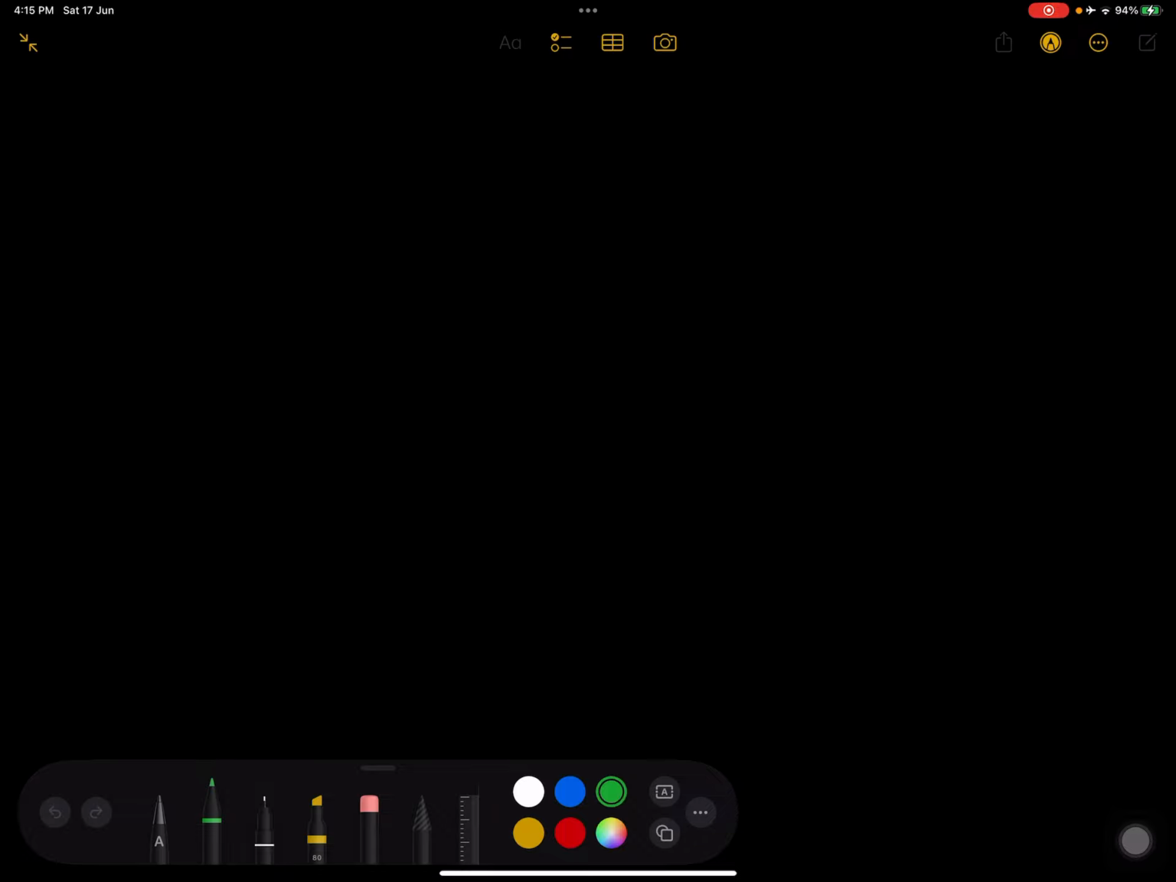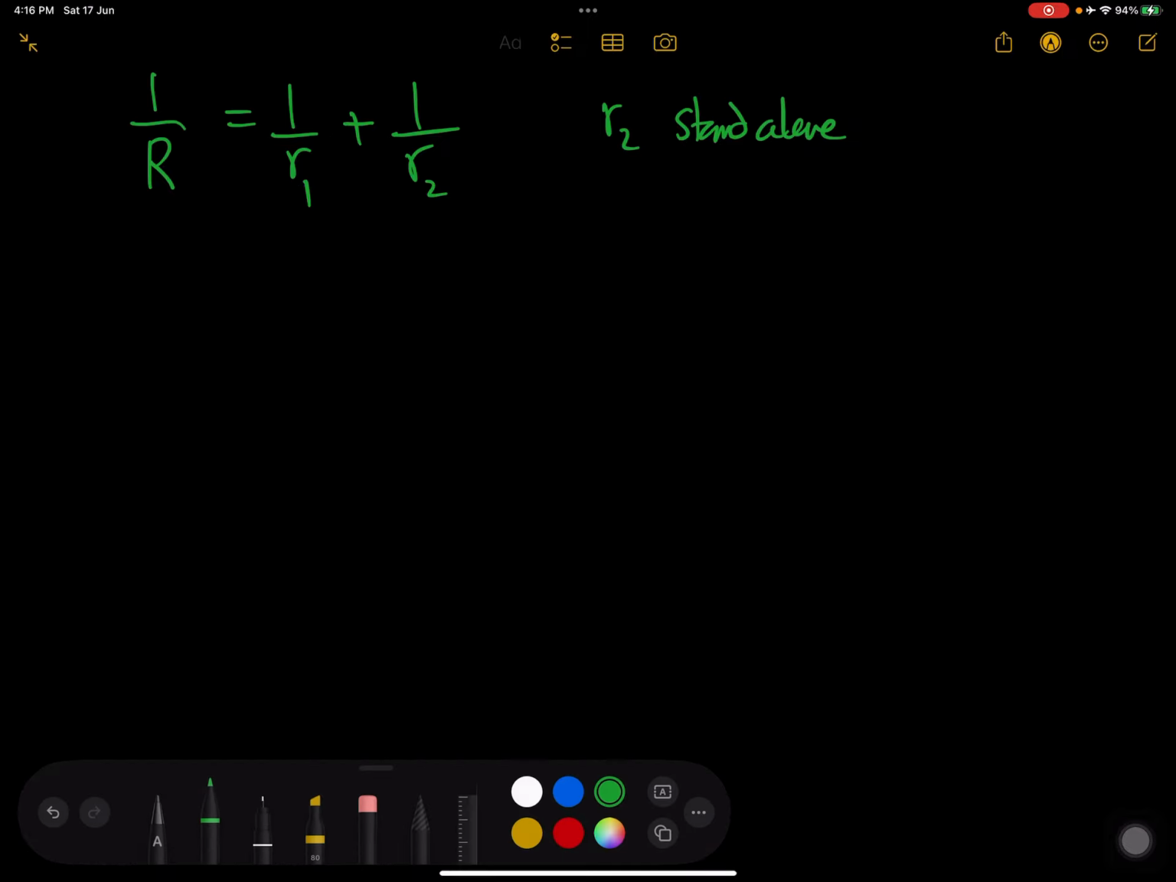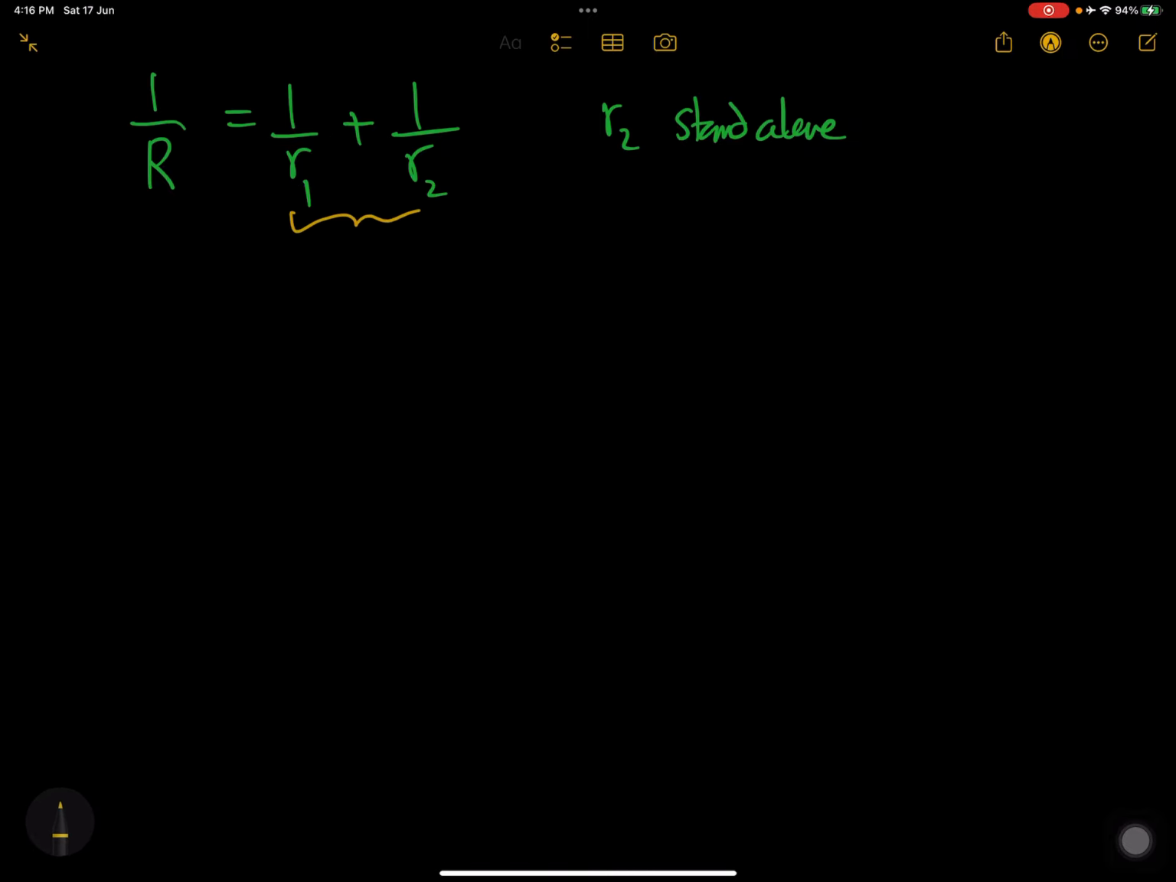Let's look at this one right here. Let's say we have 1 over big R being equal to 1 over small r1 added to 1 over another small r2. And we are being asked to make r2 stand alone. Make r2 stand alone. What do we do? Now, can you see this is a fraction? So let's deal with that one first.